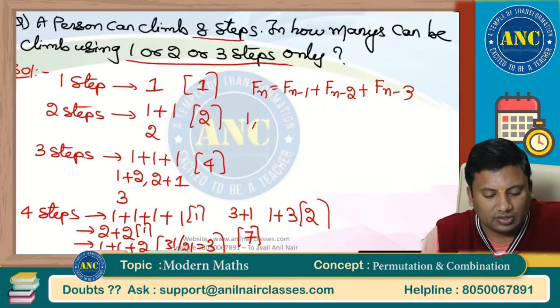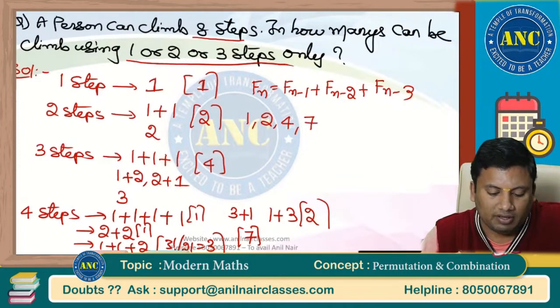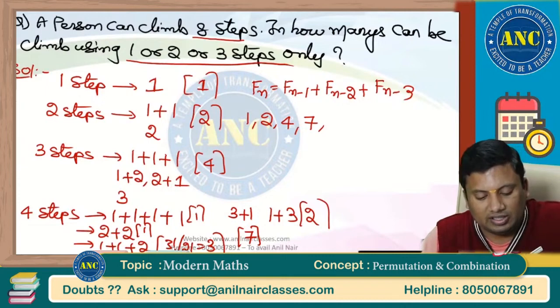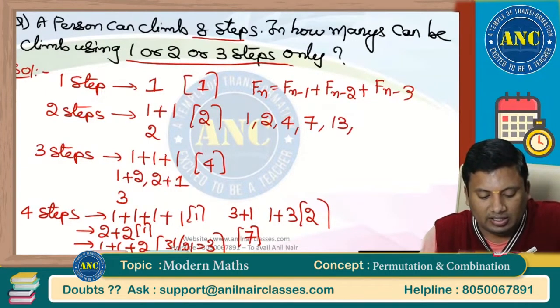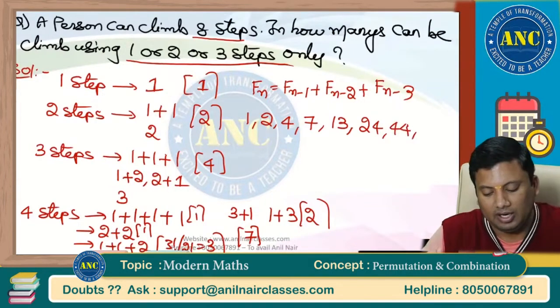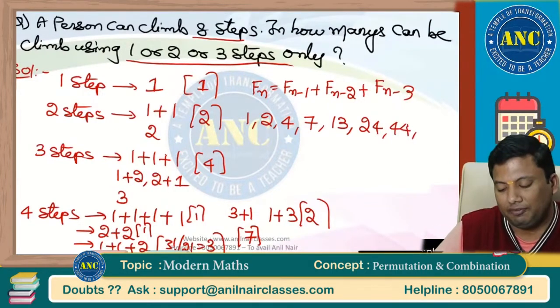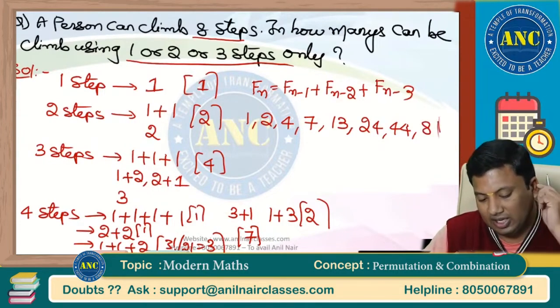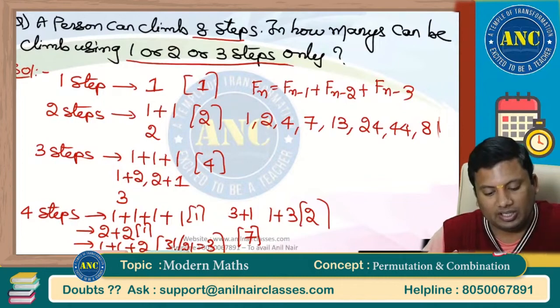So first it is 1, next it is 2, next 4, next it is the sum of all the previous 3. 1 plus 2 plus 4 is 7. Next it is 13. Next it is 24. Next 24 plus 13 plus 7 is 44. Next it is 44 plus 24 plus 13, which is 81. How many? 8 steps we require.